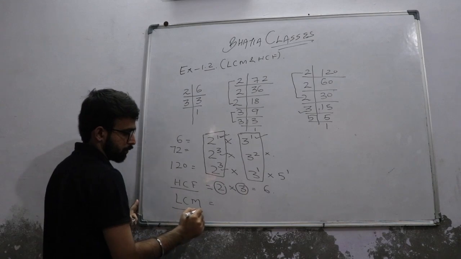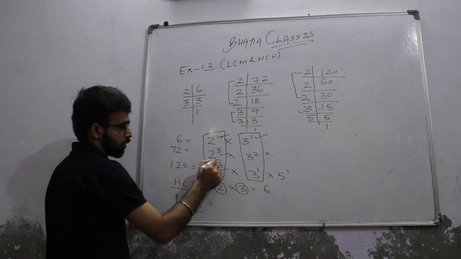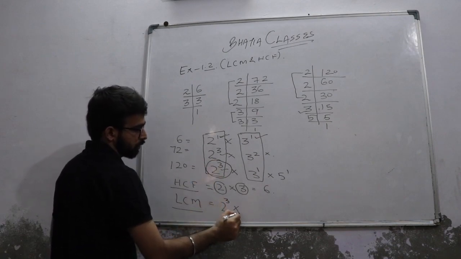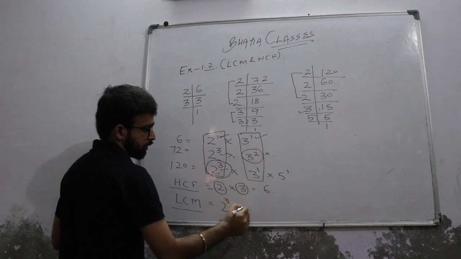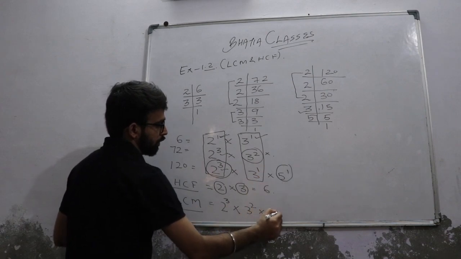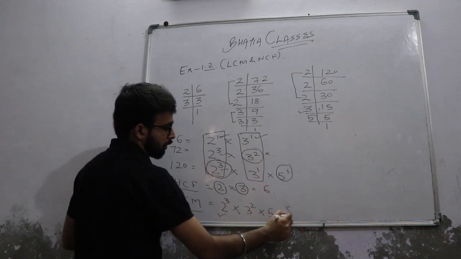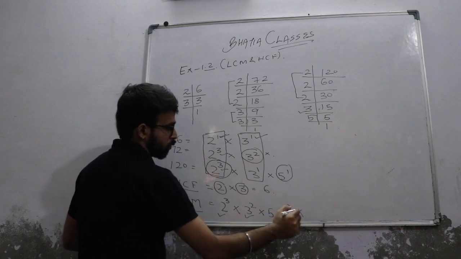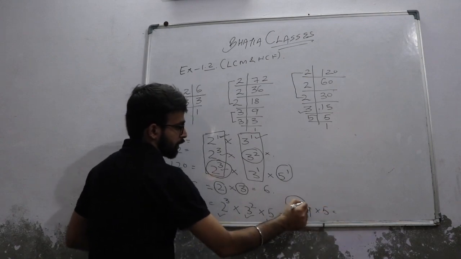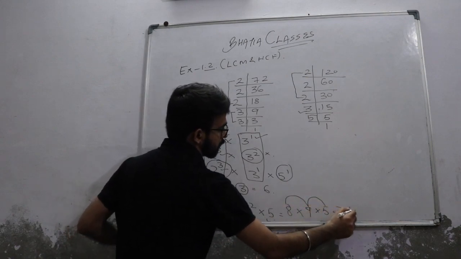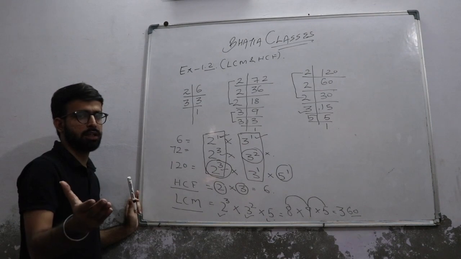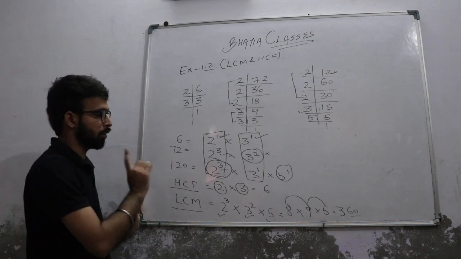I have taken 2 one time, 3 also one time, because the common factor is taken with the lowest power. Next, LCM. In LCM, you will take the highest power of each factor, that is 2 raised to power 3, the highest power of 3, 3 raised to power 2, and also 5. 2 raised to power 3 is 8, 3 raised to power 2 is 9, multiplied by 5. 8 times 9 is 72, 72 times 5 is 360. This is the LCM of 6, 72 and 120. Similarly, you can find the other sums. Now I will go to the fourth sum.